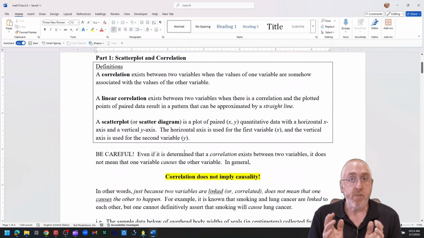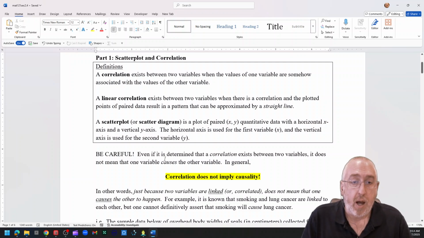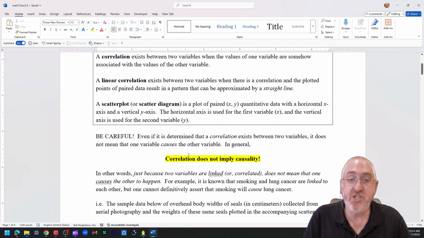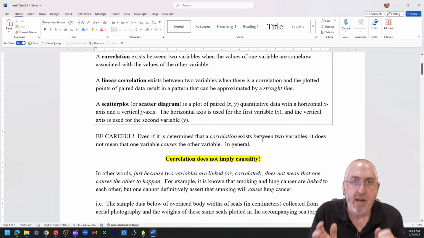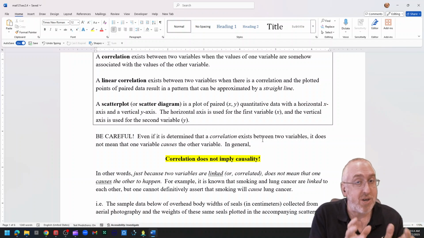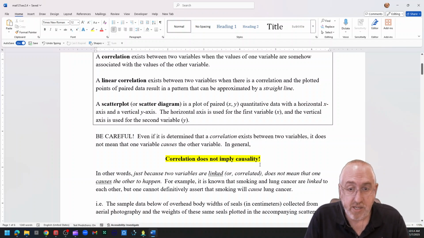Now, a couple of things to be careful about. If it is determined that a correlation exists between two variables, it does not mean that one variable causes the other variable. So very important. In general, correlation does not imply causality. That's the nice compact way to say that if two variables are linked together or correlated, this does not mean that one causes the other one to happen.